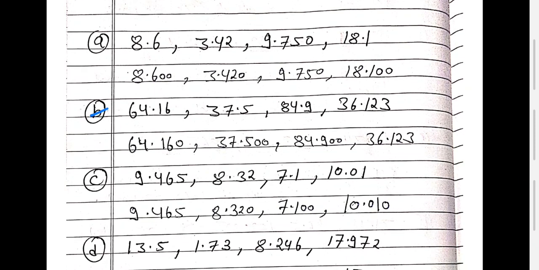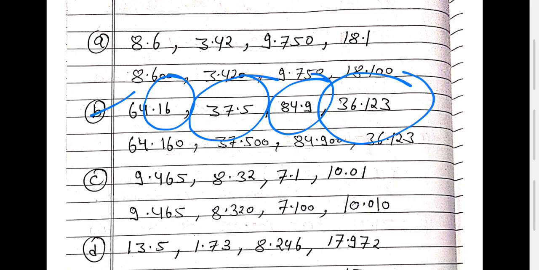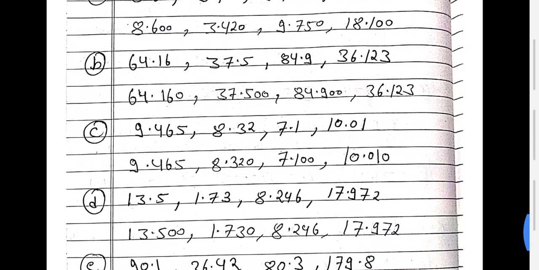Now just see here: 16.64, 37.5, 84.9 and 36.123. So the maximum decimal place is 3. So you have to make all the numbers 3 decimal places. Already 2 present here, increase 1 zero, it becomes 3 decimal places. Only 1 here, increase 2 zeros. Only 1 here, increase 2 zeros. It is already 3. So all the decimals become 3 decimal places.